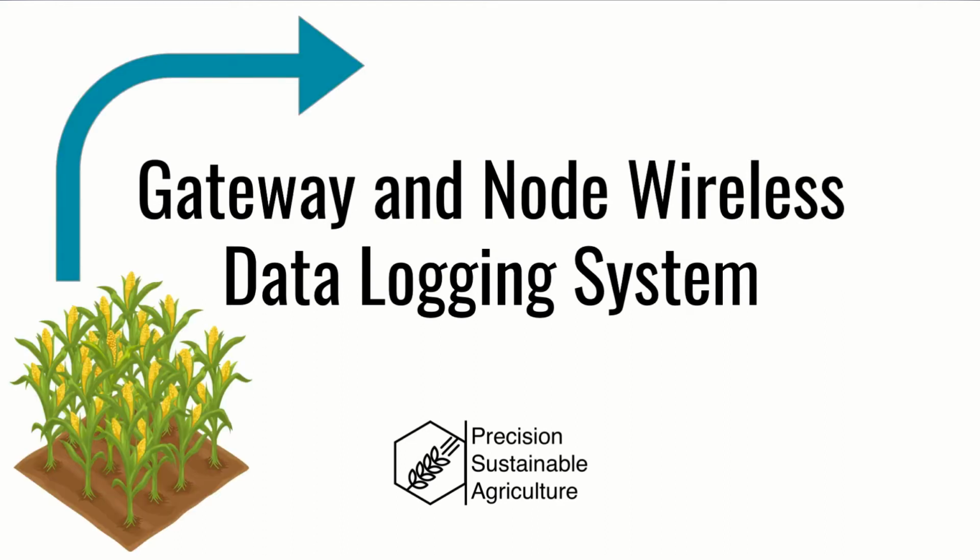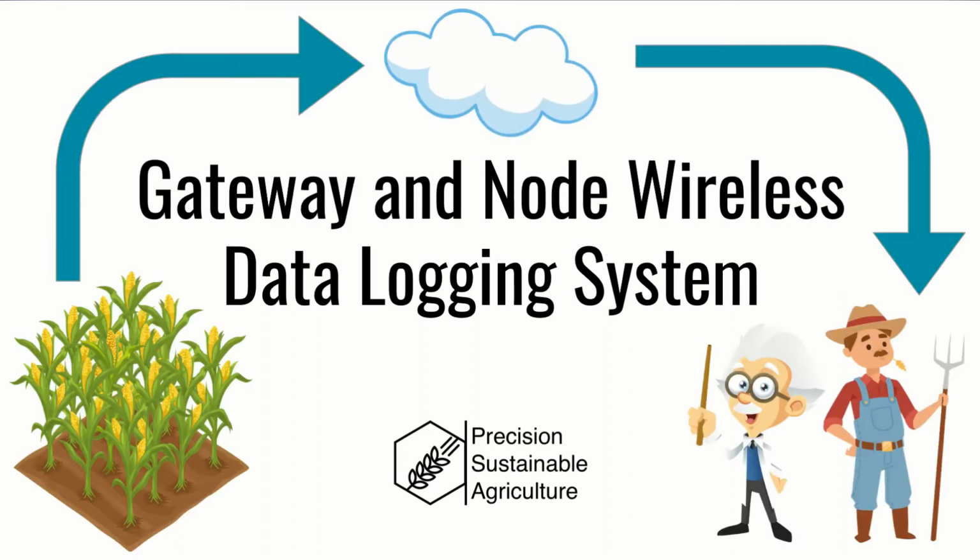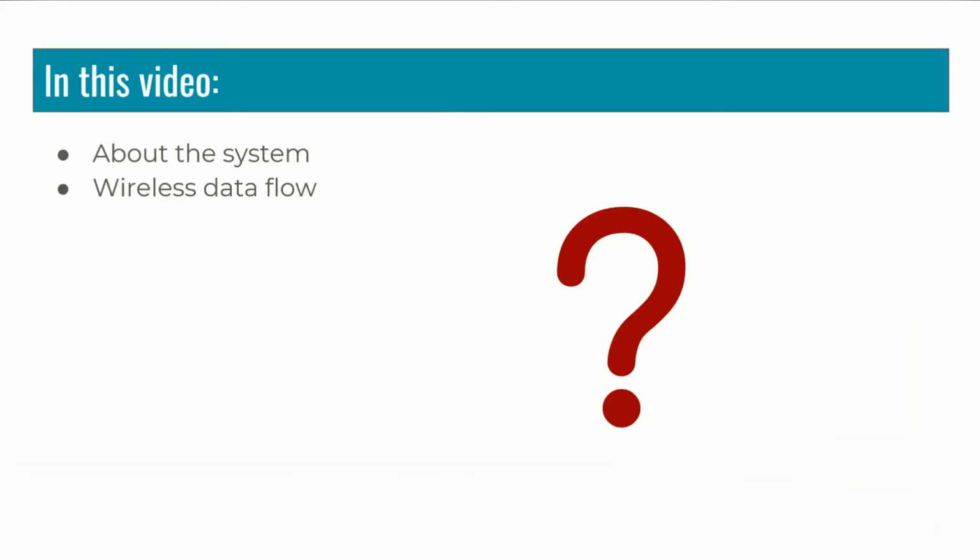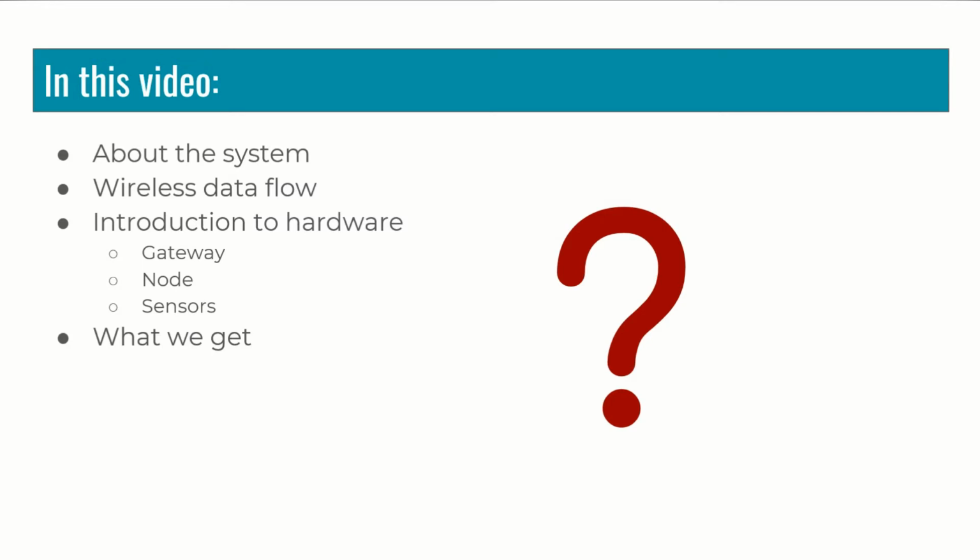Welcome to part 1 of 2 of the Precision Sustainable Agriculture video about the Gateway and Node Wireless Data Logging System. In this video, we'll cover a brief history and explanation behind the system, how the data flow works, an introduction into the hardware that comprises the system, and the advantages provided by the system.